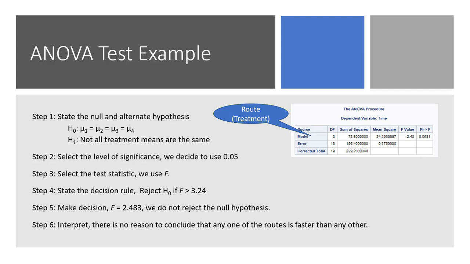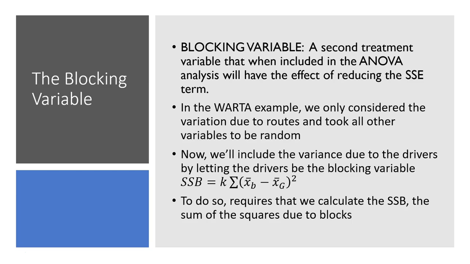So from the ANOVA, I want you to notice that the sum of squares for the treatment is going to be 72.8. And the sum of squares total is 229.2. So in this case, our treatment is the route that the bus drivers are taking. So when we bring in that second variable, which in this case is going to be our driver, that's going to help to reduce our sum of squares error term by using this blocking variable.